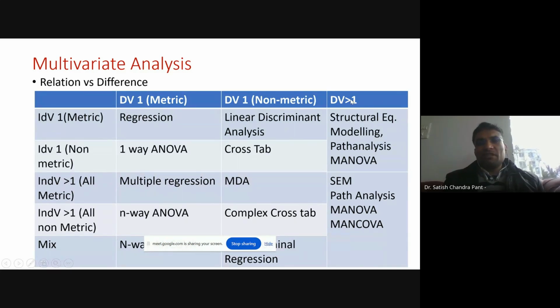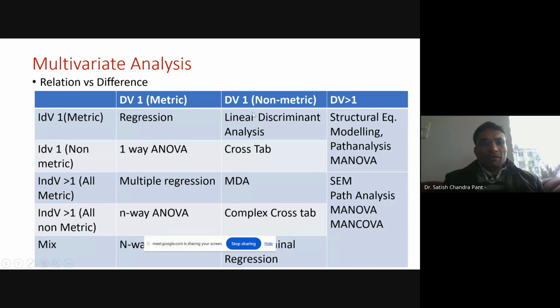Now see, if dependent variables are more than 1, look at the last column here. The last column is talking about dependent variables. What if the dependent variable is greater than 1? If the dependent variable is greater than 1 and the independent variable is 1 or more than 1, in both cases, you have to use structural equation modeling or path analysis or multivariate analysis of variance. Is it clear? Where to use which analysis?